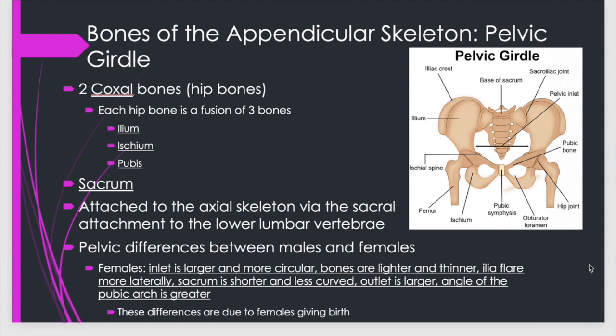The pelvic inlet is larger and more circular, so this right in here, okay, see pelvic inlet. The bones of a female's pelvis are going to be lighter and thinner. The ilia will flare more to the side, so the hips will technically be wider. The sacrum would be shorter and less curved. The pelvic outlet would be larger, and the angle of the pubic arch is greater. Right here would be the pubic arch. And all of those differences are due to females giving birth, because the baby would need to pass through that opening.